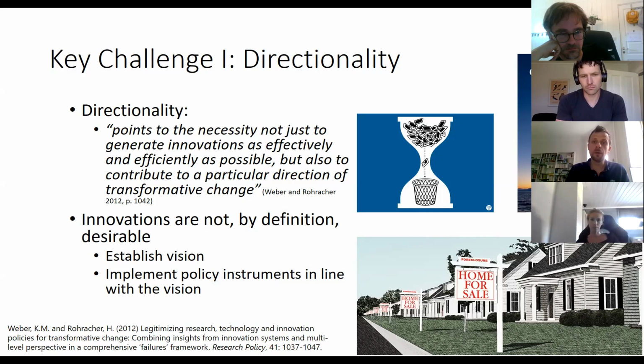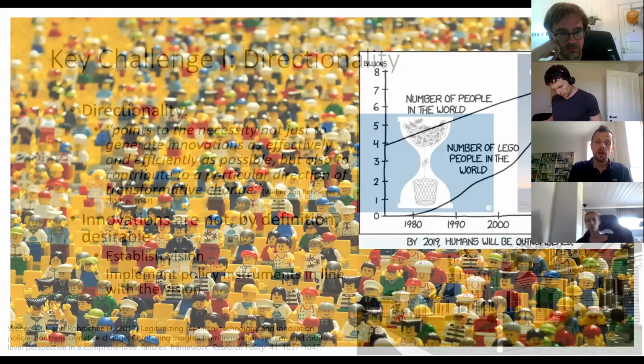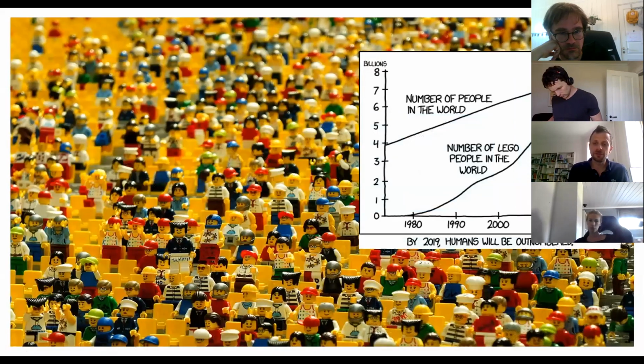So how does one go about ensuring directionality in innovation policy? Well, here Weber and Rohracher talk about the importance of establishing visions, and they also talk about the importance of implementing policy instruments in line with the visions. So, being Danish, I try to get pictures of Lego figures into most of my lectures, and this is the one in this lecture here.